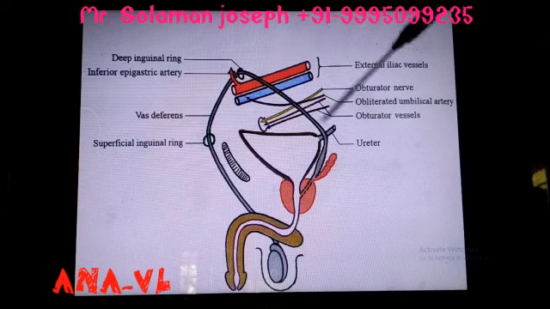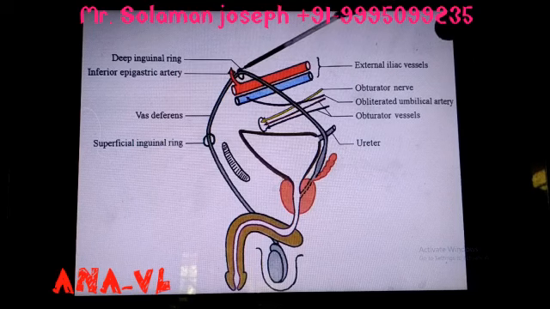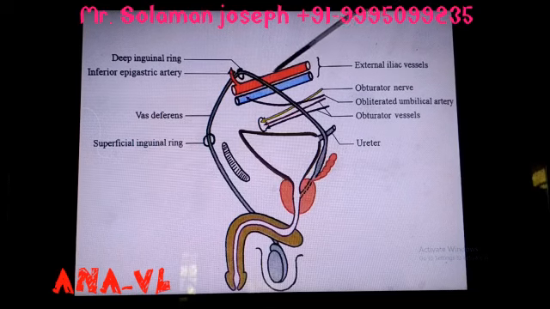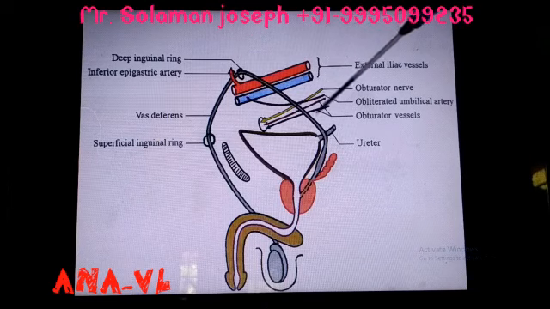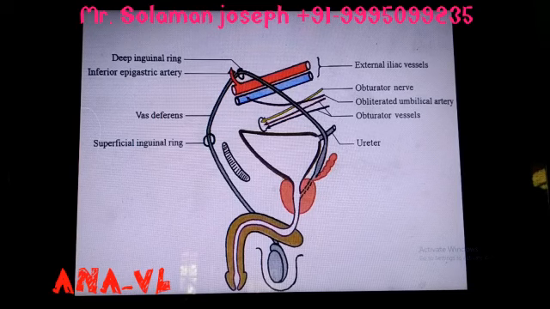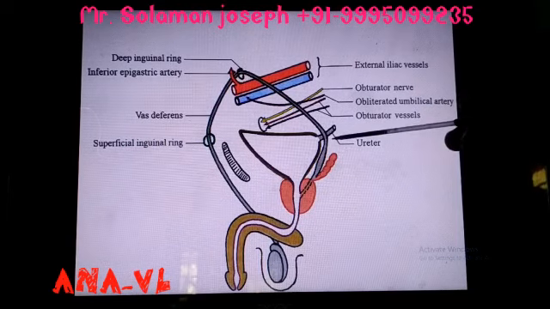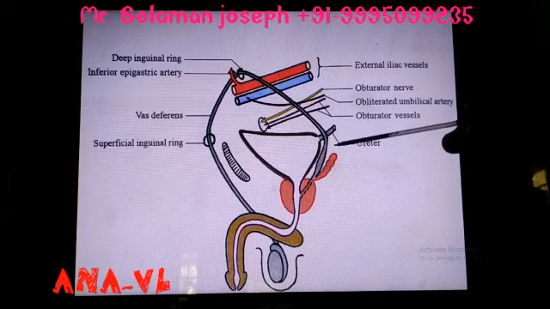That means when it passes through the deep inguinal ring, it runs downwards and backwards towards the medial side of the external iliac vessels, and it crosses the obliterated umbilical artery, obturator nerves and vessels. The vas deferens then crosses above and medial to the terminal part of the ureter. Here we can see the ureter. It crosses the ureter and makes an angular bend.